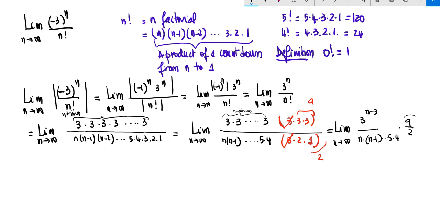9 over 2 is a constant, so I'll move this out. So we get 9 over 2 times the limit as n is approaching infinity of 3 power n minus 3 over n times n minus 1 times 5 times 4, and so on, right?